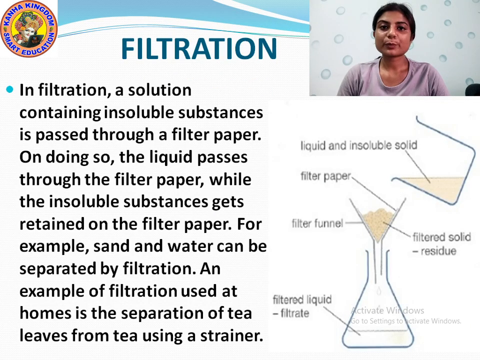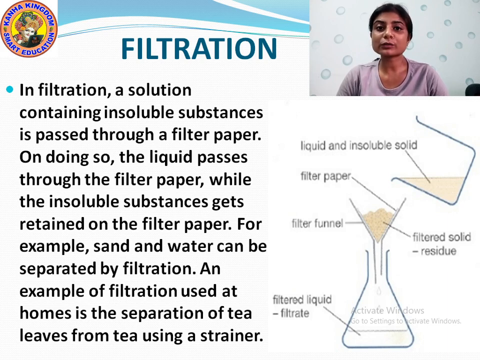So students, the first process of separating insoluble substances from a solution is filtration. Now what is this process? In filtration, a solution containing insoluble substances is passed through a filter paper. On doing so, the liquid passes through the filter paper while the insoluble substances get retained on the filter paper. Suppose you are mixing some insoluble substance into water and you want to separate that insoluble substance from the water. What will you do? You will use the process of filtration.